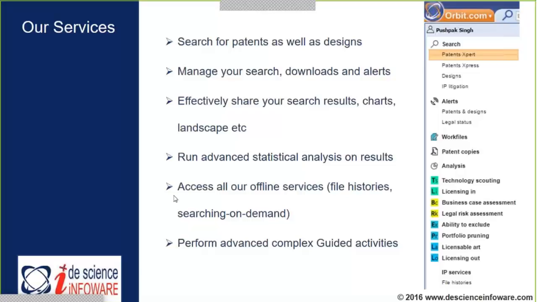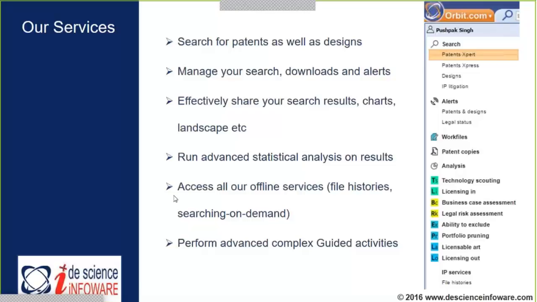You can create landscapes and do all statistical analysis, or, if you want, you can also get the file histories of different jurisdictions. Let's say you are interested in the Turkish jurisdiction and you have a Turkish patent, but you want the file history of that patent, so you can also get that from our interface itself.